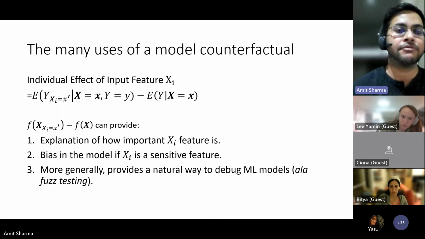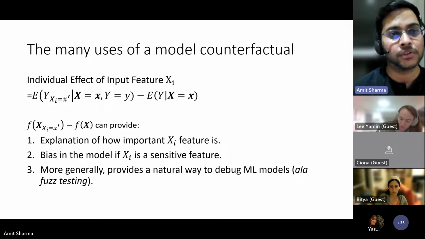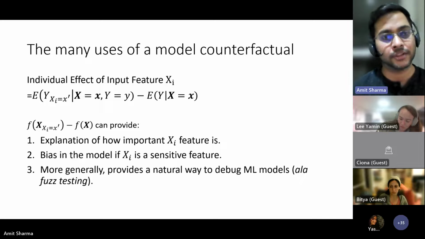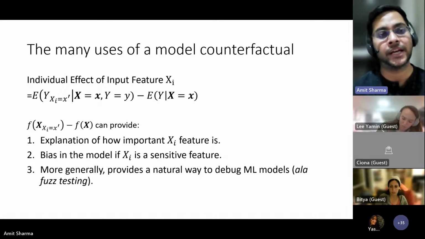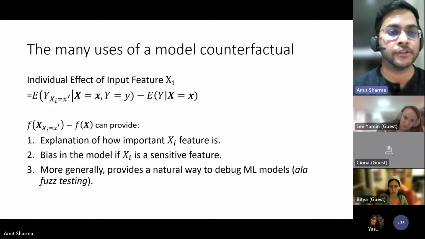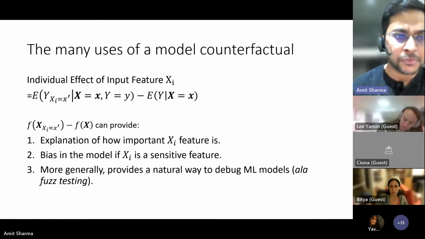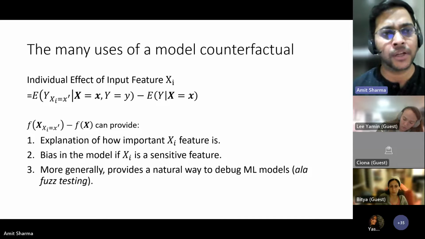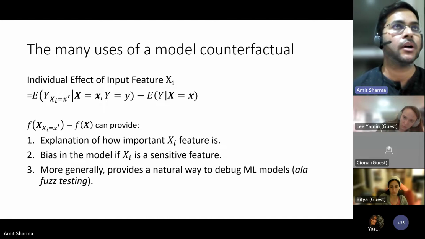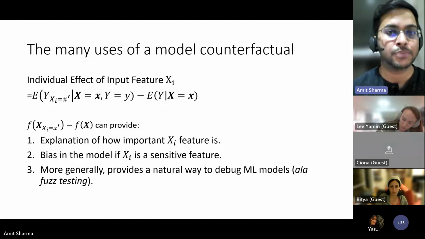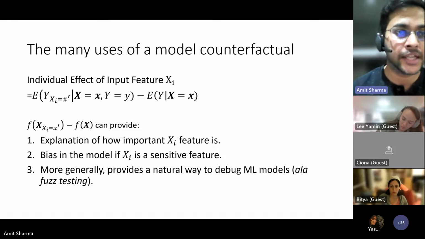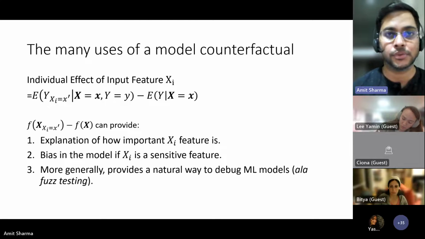If xi is a sensitive feature, for example, race or gender, then you can also think about this as a level of bias in the model. So you can also think of it as a tool that can allow you to detect unfairness. But also more generally, you can think of it as a debugging tool. So suppose you know some xi variable for which the model should never change its prediction. In that case, you can also think of this as a debugging tool.